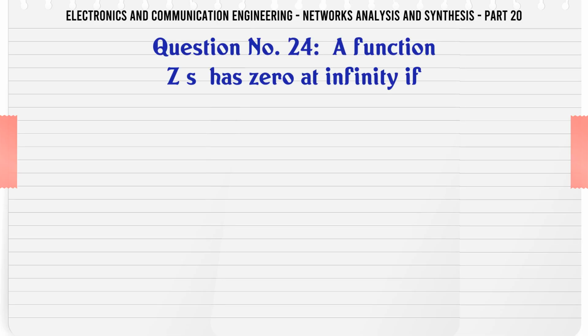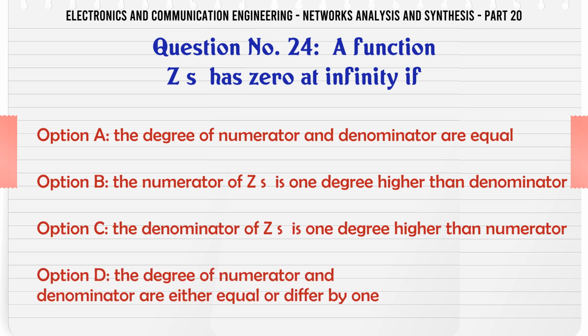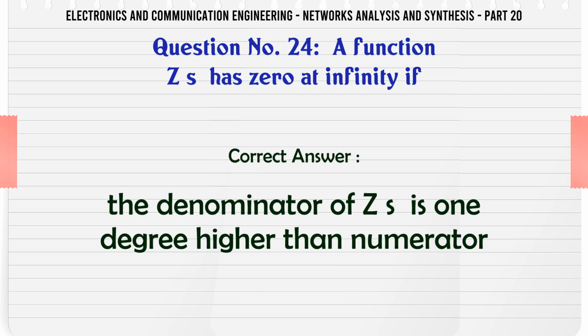A function Z(s) has 0 at infinity if A. The degree of numerator and denominator are equal, B. The numerator of Z(s) is 1 degree higher than denominator, C. The denominator of Z(s) is 1 degree higher than numerator, D. The degree of numerator and denominator are either equal or differ by 1. The correct answer is the denominator of Z(s) is 1 degree higher than numerator.